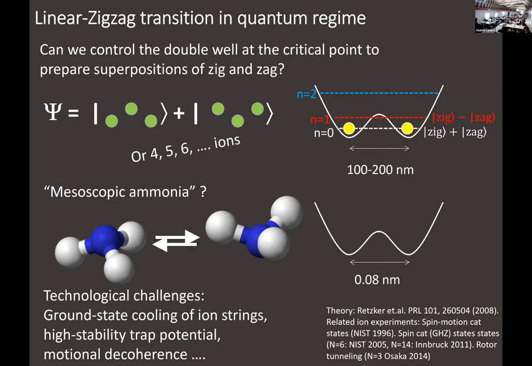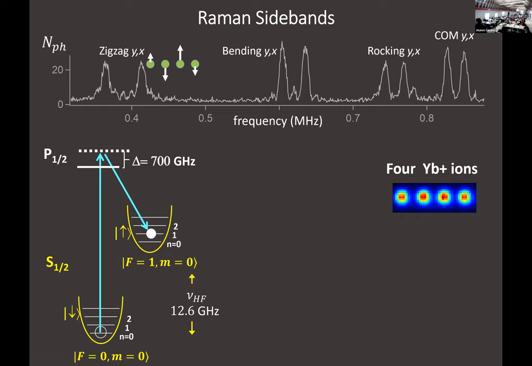We have a number of challenges to be able to construct such a system. In order to consider situations where we're in the ground state, or perhaps the first excited state, we need ground state cooling across the transition, and a very high stability trap potential. I'll tell you about that in a second. And particularly important, we need to control motional decoherence, or at least assess whether it makes such superpositions feasible. Many of these challenges, but also assessing them, we do with a probe involving spectroscopy. So let me show you that in the next slides.